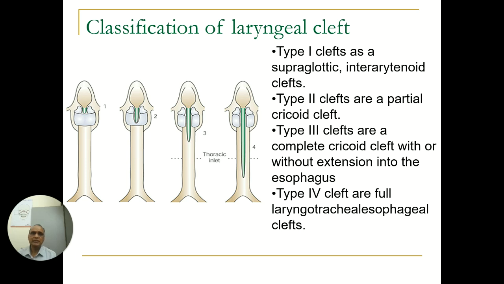Type 1 cleft is supraglottic, interarytenoid clefts. Type 2 clefts are partial cricoid cleft. Type 3 clefts are complete cricoid cleft with or without extension to the esophagus. Type 4 cleft are full laryngotracheoesophageal clefts. So with this classification, we can go with an appropriate treatment. Type 3 and type 4, they are going into the thoracic inlet.